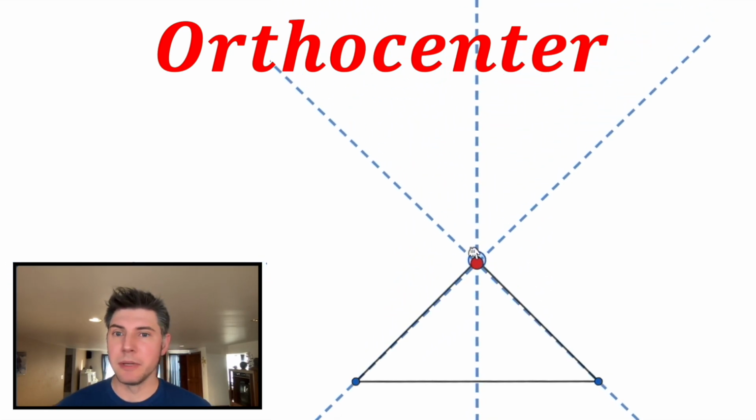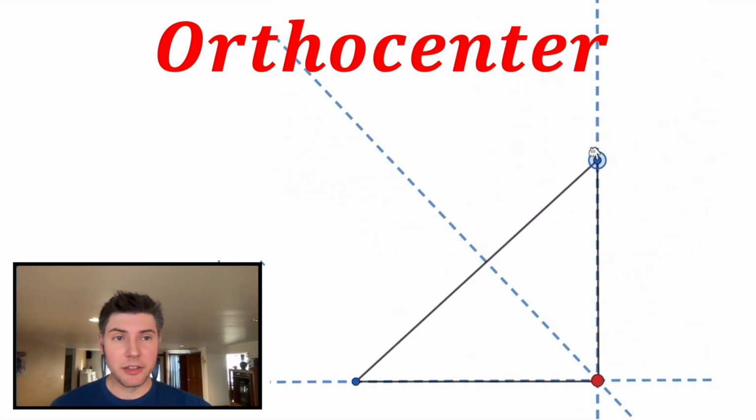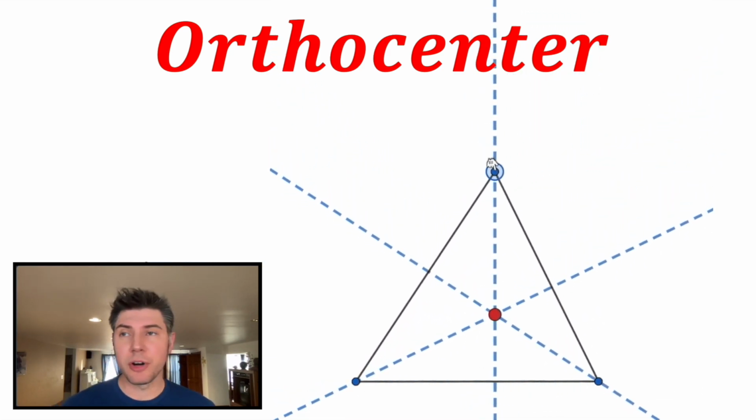For right triangles, it will be on the triangle. And in fact, it will always be right on the vertex of the right angle. And for acute triangles, it will always be inside.